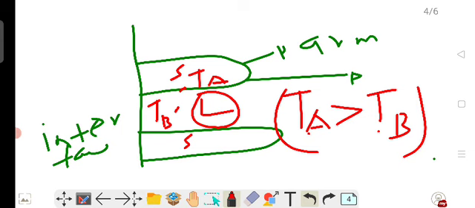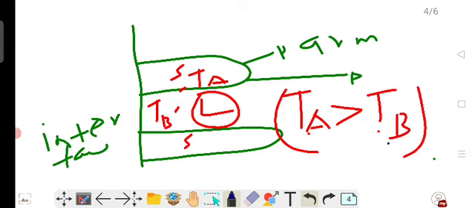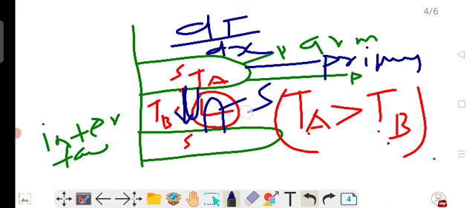In this condition, what happens? If TA is higher than TB, there is a temperature gradient in this direction, and due to this temperature gradient, dT/dx, in this direction there is also one arm going to be nucleated. This is known as primary. This is known as secondary.